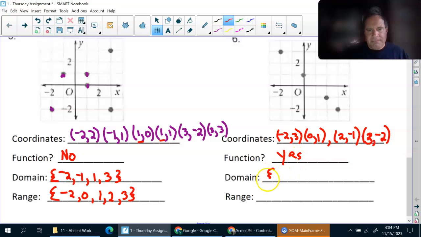The domain is negative 2, 0, 2, and 3. The range, we're going to look for the lowest value: negative 2, negative 1, 1, and 3.